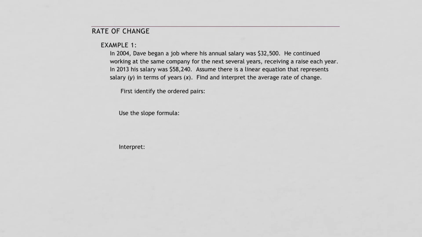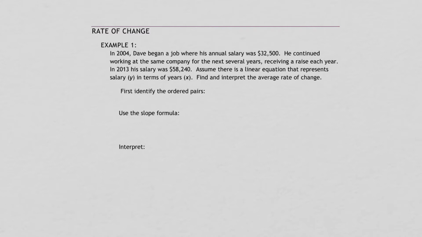So for example 1, it says, in 2004, Dave began a job where his annual salary was $32,500. He continued working at the same company for the next several years, receiving a raise each year. In 2013, his salary was $58,240. Assume there's a linear equation that represents the salary, y, in terms of x. Find in terms of years, which is x, find and interpret the average rate of change. So the first thing that we need to do is identify ordered pairs.